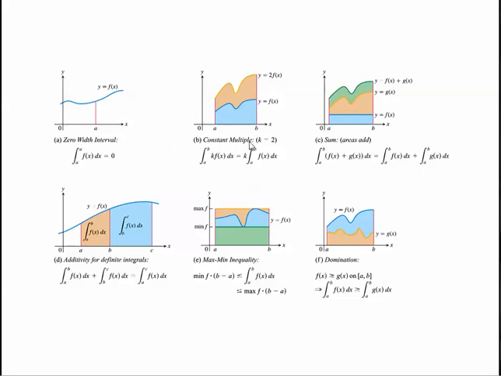The second one is the constant multiple property. So this integral right here, the left-hand side, is the area under this curve here.